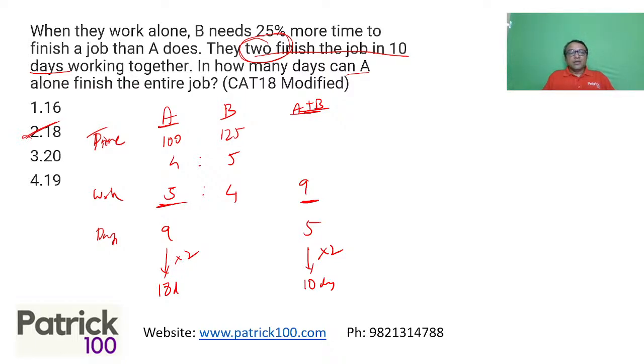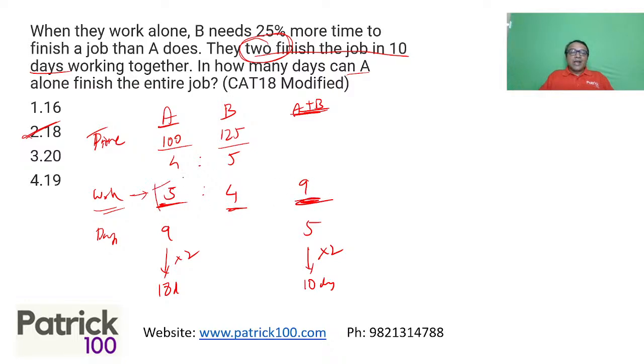Ratio method. Right? So again, I take a sum in CAT. You can use the ratio method and try to get the answer. A and B, the ratio is 4 is to 5. 100 is to 125, or 4 is to 5, is the time taken. So work done is reverse, 5 is to 4. We can only add A plus B in work. Therefore, we can convert to work. So A does 5 work, B does 4 work per day. Together they do 9 work per day.